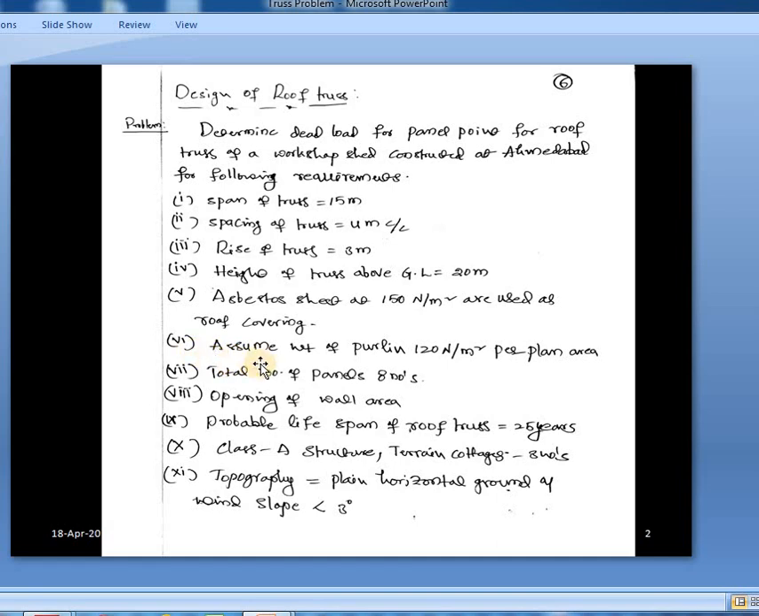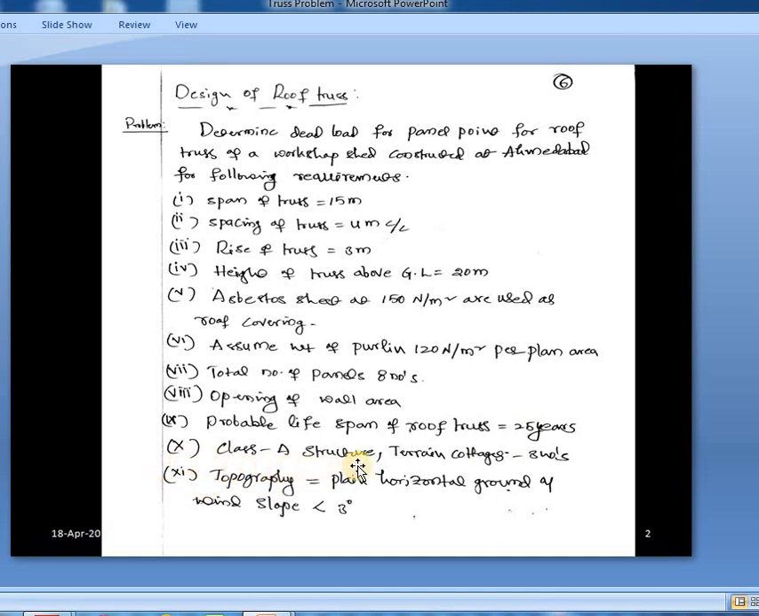Next, the sixth one is the assumed weight of purlin, 120 Newton per meter square per plan area. This is important. The next data is the total number of panels: 8 panels are given. This is the limit, opening of wall area. Next one is the probable lifespan of the roof truss, 25 years. This is important.